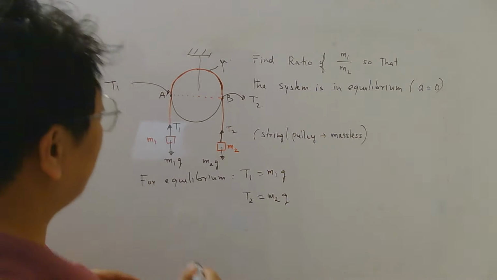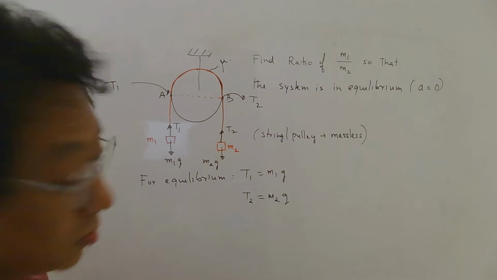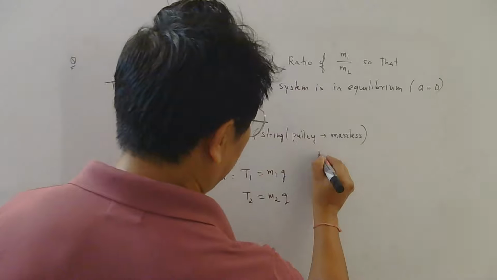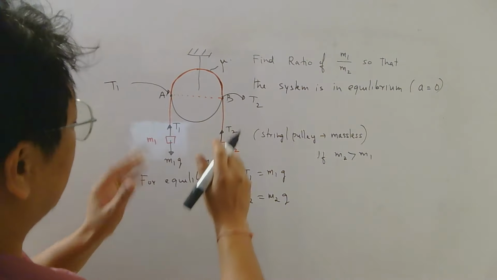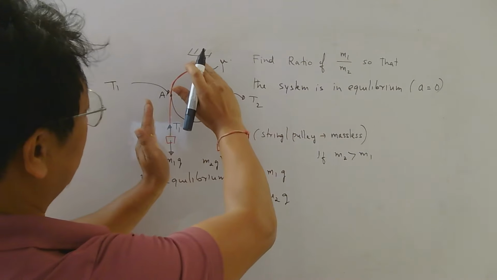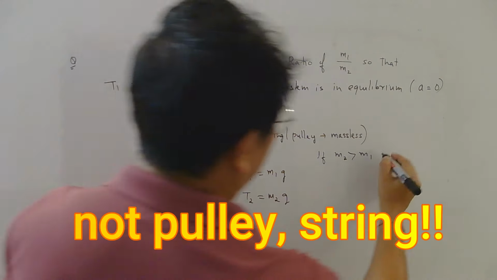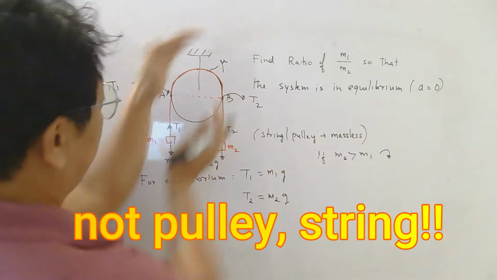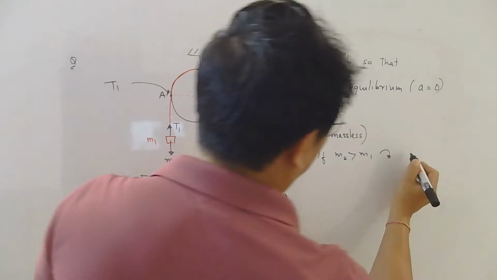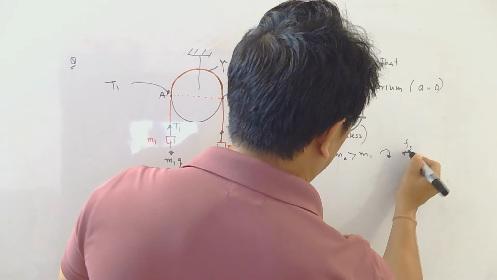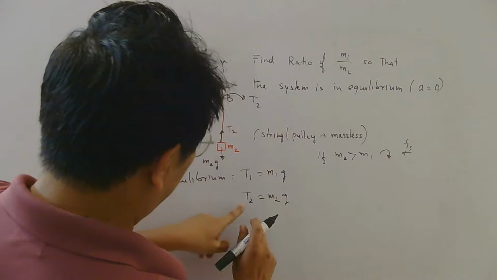And what was the relation we found? Now we don't know which is greater right now. So let me assume m2 is greater than m1. That means without friction, the system would go this way, because m2 is greater, I have assumed. So the pulley would go this way. That would mean friction will be this way, remember. So static friction will be this way in this case. So if m2 is greater than m1, then T2 will be greater than T1.